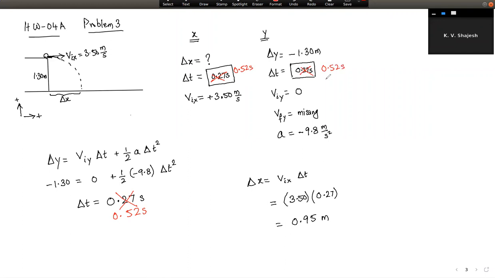All right, let me check again. 9.8 into 0.52 squared. That's 1.3, yes. So this is not 0.27, it's 0.52. And so it's 3.5 into 0.52. So that's 1.8 meters instead of 0.95 meters.